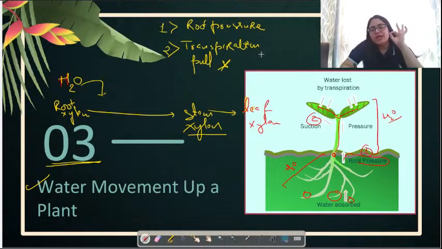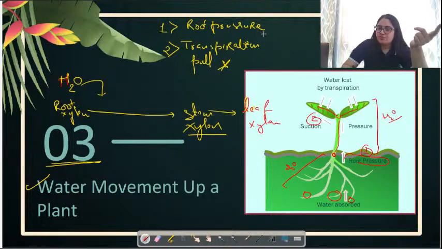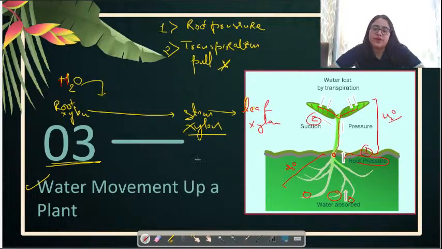So now we are ready to understand what root pressure is, how root pressure is caused, and what the effects of root pressure are. Then we will see what transpiration pull is and why transpiration pull is the major force and root pressure is not the major force for transporting water.